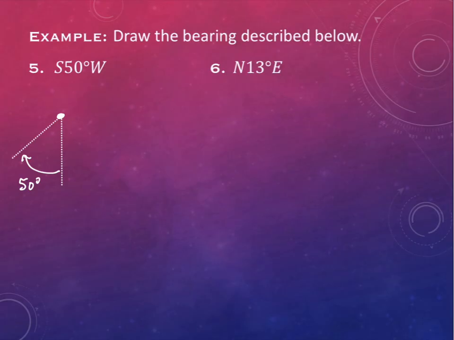Lovely. And then we have north 13 degrees east. So here's my point I'm going to start with. North would be straight north. East is to the right. It's not very far, so it looks something like that. And we would be marking that we are at 13 degrees right here. Okay, is that good? Okay, so bearings is one application that we're looking at in this section.